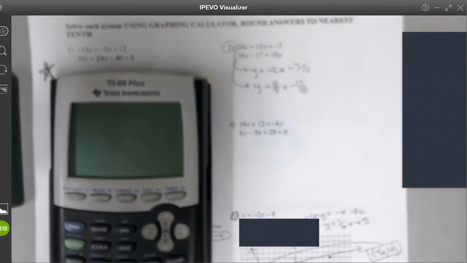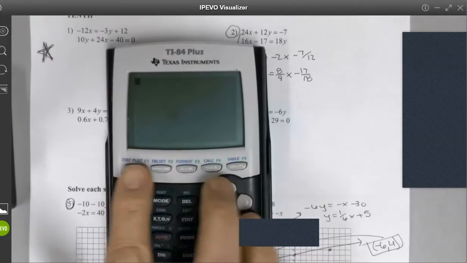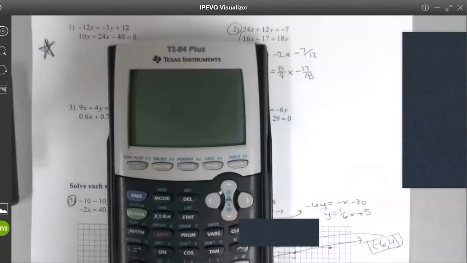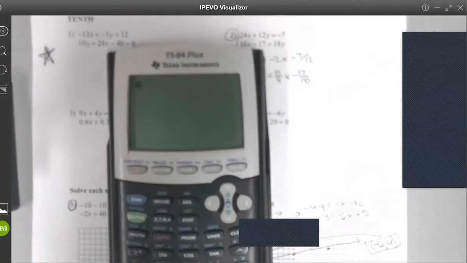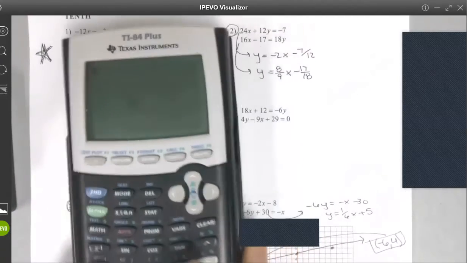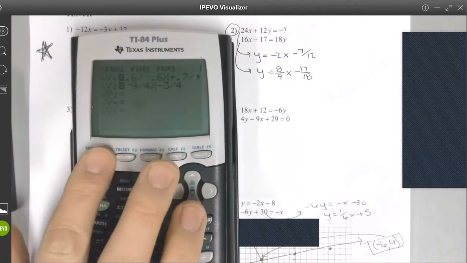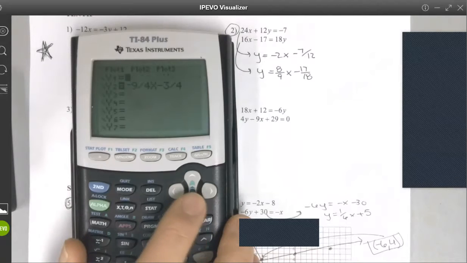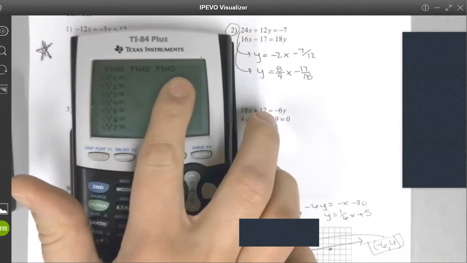So now that I have my equations in my calculator, all of my graphing buttons, remember, are in the gray area of my calculator. You have the emulator of this calculator on your Chromebook. So I go into y equals, I clear out what's in there. If there's anything in there, you need to make sure that none of your plots are on.